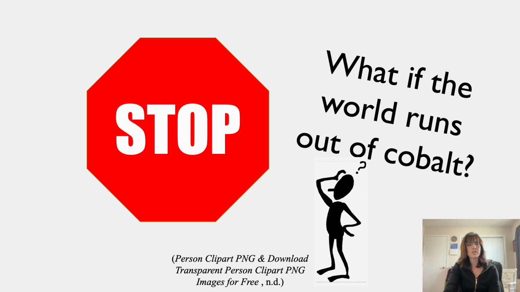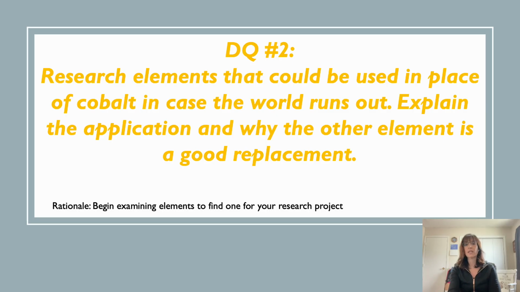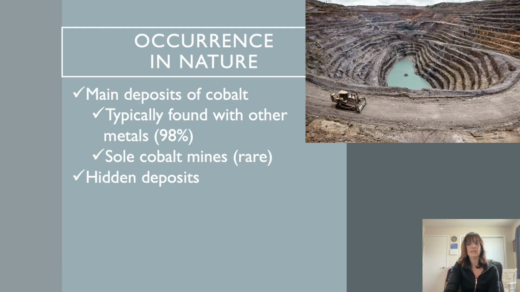I want to stop for just a moment and ask a question. What if the world runs out of cobalt? Then what? Your second discussion question for the week is to research elements that could be used in place of cobalt, in case the world runs out. Explain the application and why the other element is a good replacement for cobalt. The point of this is for you to begin researching elements that you might find interesting that you can then develop into your research project.